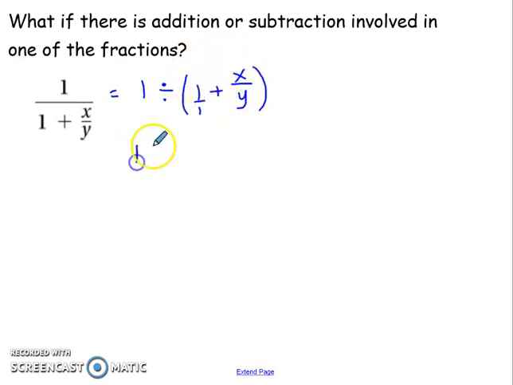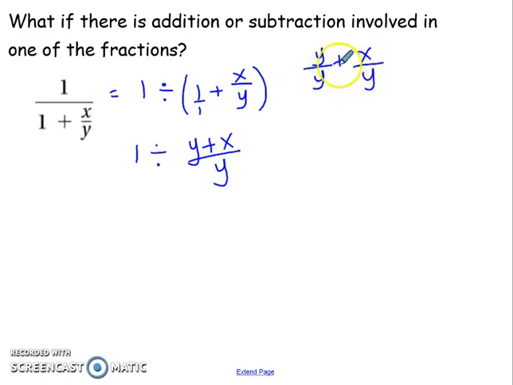So I'm going to rewrite this as 1 divided by, and I'm going to make the common denominator here be y. So I need a y here and a y here. So this becomes y plus x over y. Right, I just combined this fraction together. I really had y over y plus x over y. When I have that common denominator, I can add the numerator together. So now I'm going to stay, switch, flip, like I did before.